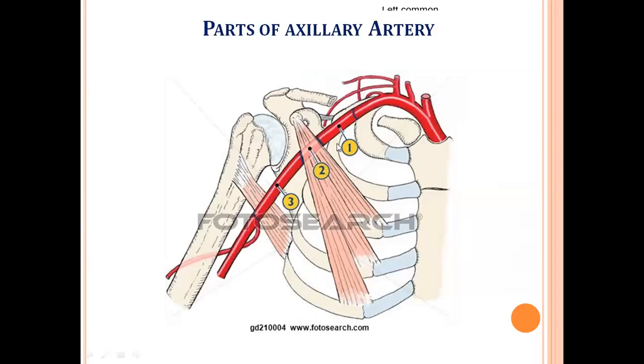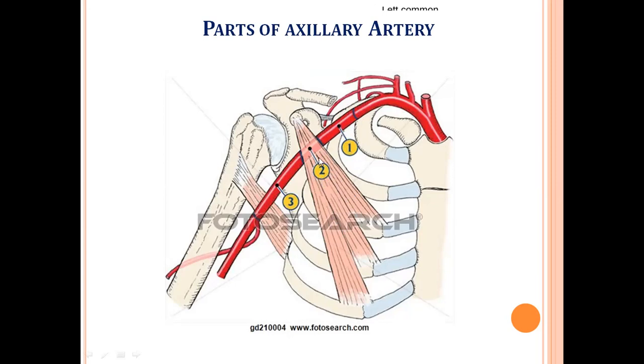Now, parts of the axillary artery. Once you cut the pectoralis major, you should have understood the concept of the pectoral region. Below the pectoralis major we have the pectoralis minor. This pectoralis minor muscle divides the axillary artery into three parts. What are those? From the outer border of the first rib to the upper border of the pectoralis minor, this area is considered the first part of the axillary artery.